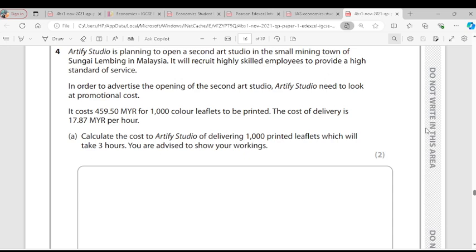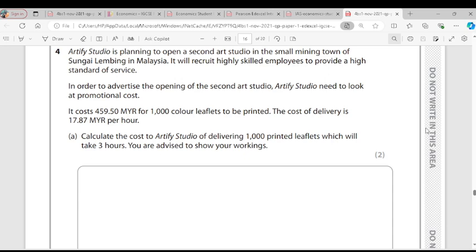It costs $459.50 for 1,000 color leaflets to be printed. The cost of delivery is $17.87 per hour. Calculate the cost to Artify Studio of delivering 1,000 printed leaflets, which will take 3 hours. You are advised to show your working.